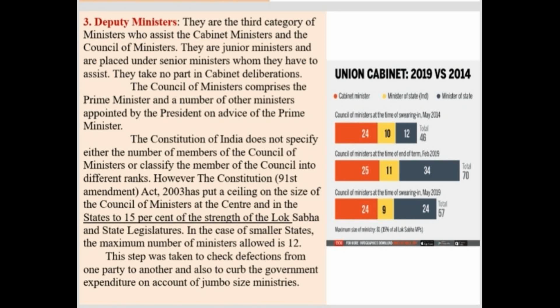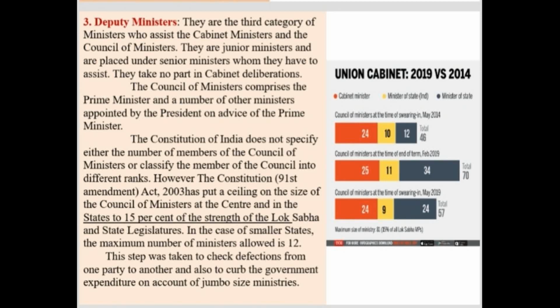They are the junior most ministers and are placed under senior ministers just to help or assist them, and they take no part in cabinet deliberations. So they'll not be informed about cabinet meetings and all, but the cabinet ministers and the ministers of state may use their services in exercising their duties more efficiently. They are the junior most ministers. And this is about the different categories of ministers.